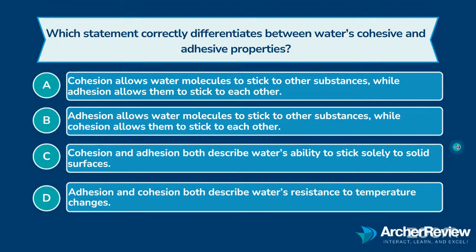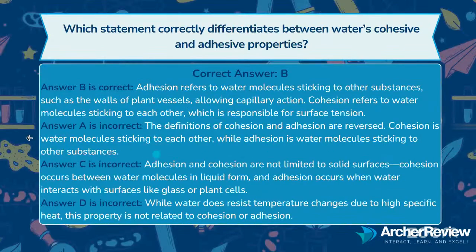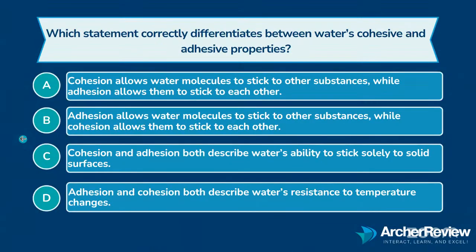Okay, let's see how we did. Correct answer is B. And I think A and B were hard because they were the correct opposite of one another. So let's look at B. Adhesion allows water molecules to stick to other substances, while cohesion allows them to stick to each other. And A was the complete opposite. So you just need to remember that cohesion is like both water molecules showing up, sticking to each other. Adhesion, they're sticking to other things.